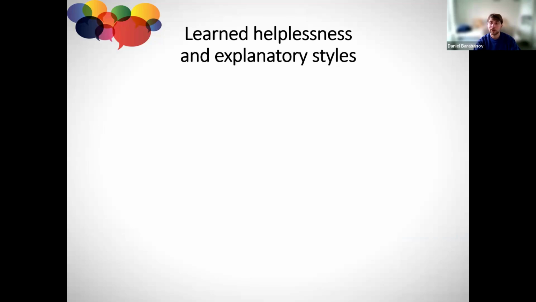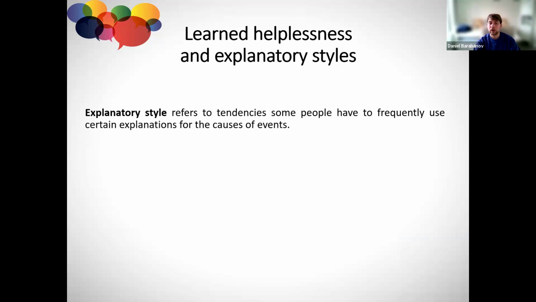Learned helplessness is partly connected with locus of control and so-called explanatory styles, the ways we explain and interpret what happens around us, what is the cause of certain events. For example, you got late to class. Why? How do you explain it to yourself? Because there was a traffic jam, an external factor, or because you were not responsible enough, an internal factor, right? You can use different explanations for what happens with you and with other people.